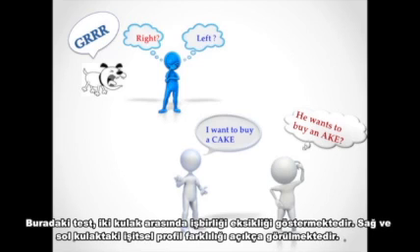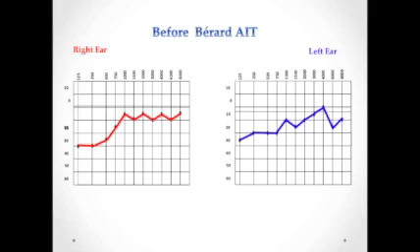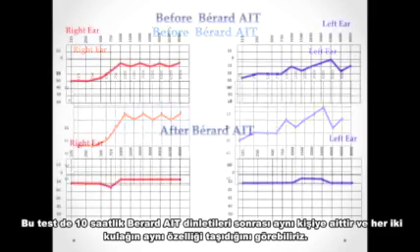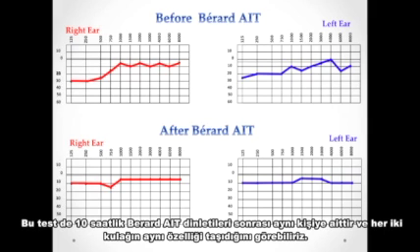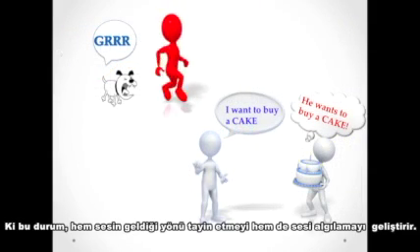This is what lack of coordination between the ears looks like on a listening test. We can clearly see that the listening profiles are different from right ear to left. This is the same listening profile after 10 hours of Berard AIT, where we can see that the pattern in both ears is now similar, which improves both the localization of sound as well as the perception of sound.